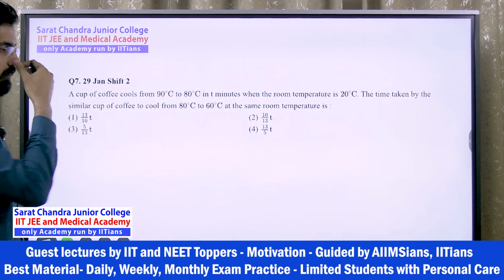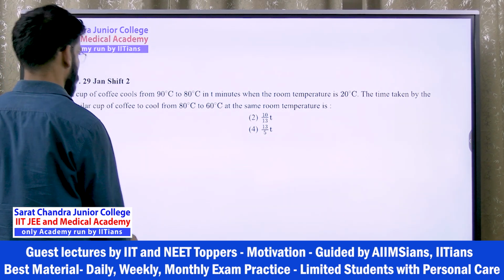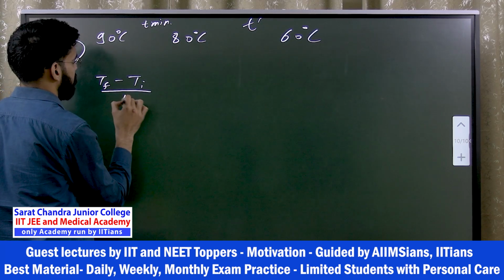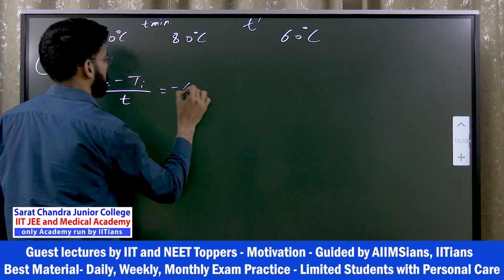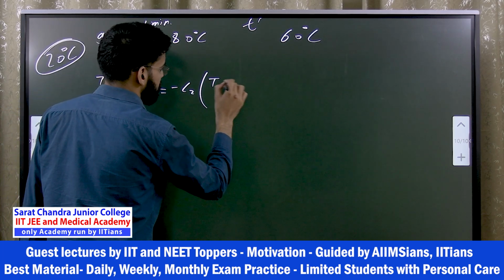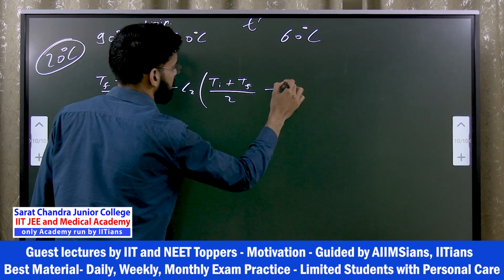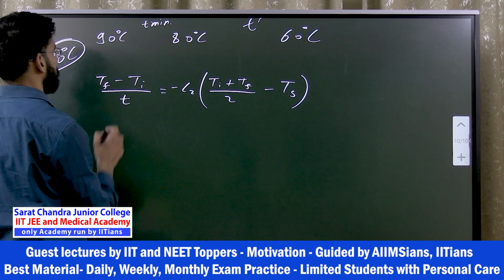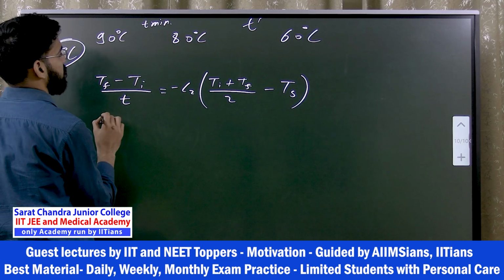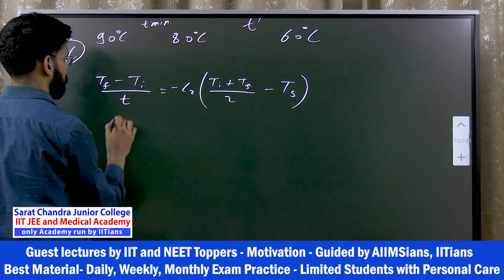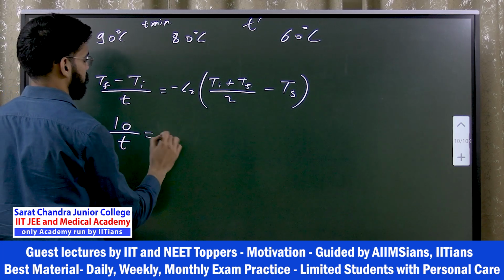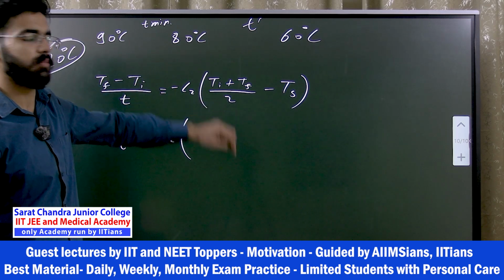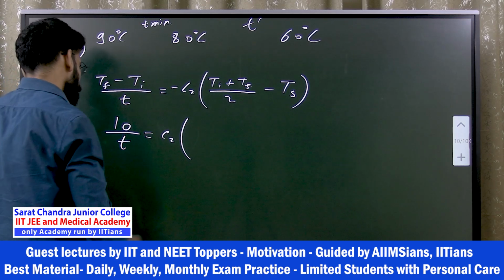At the same room temperature, everything is the same, meaning C2 is the same. So again we will apply the same formula. What we said about that formula: T final minus T initial divided by time is equal to minus C2 into (T initial plus T final by 2 minus T surrounding). Now apply this formula here. T final minus T initial is 80 minus 90, minus 10, the minus will get cancelled out. So 10 by T is equal to C2 into (T initial plus T final by 2). 80 plus 90, 170, 170 by 2 is how much? 85.